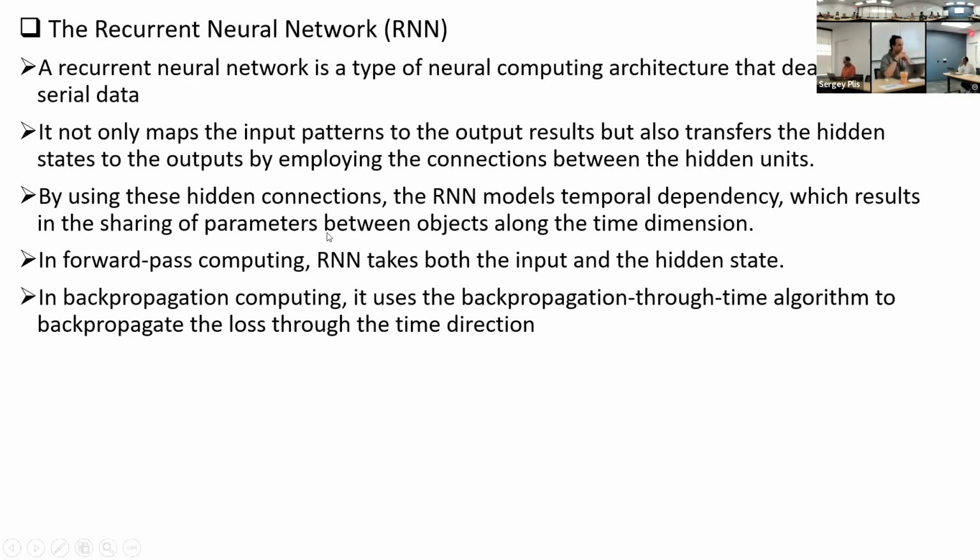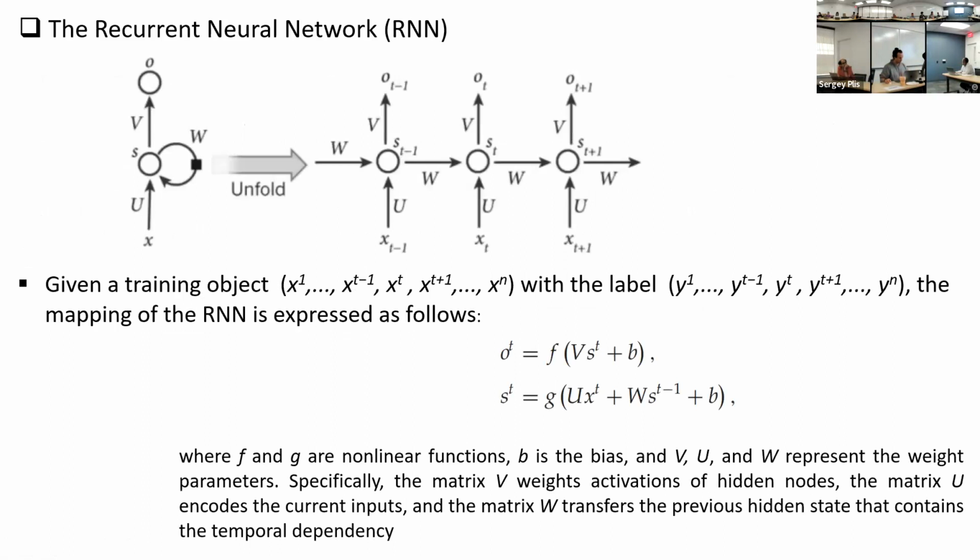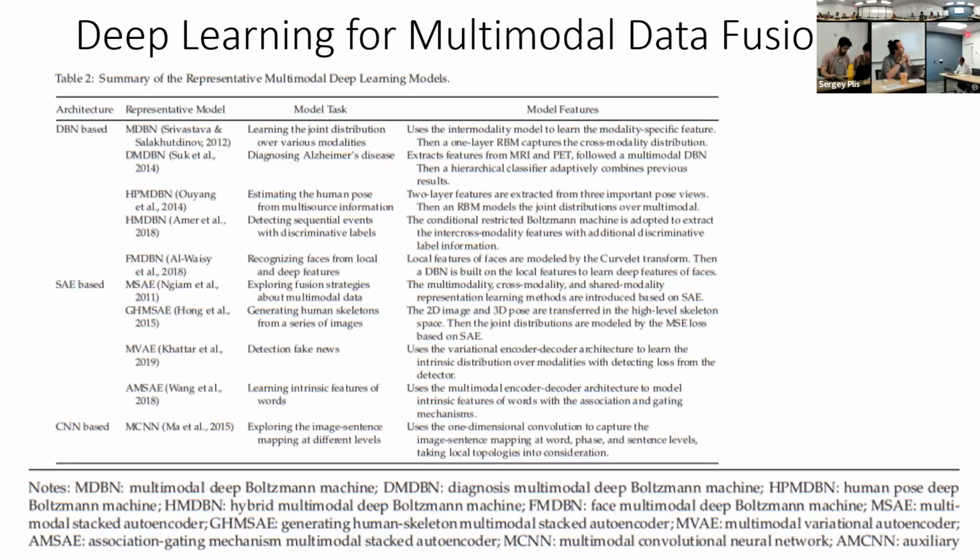Then they talk about the RNN architecture. We know that it not only maps the input pattern to the output result, but also transfers the hidden state to the output by employing connections between the hidden units. So in forward pass computing, the RNN takes both the input and the hidden state. In back propagation, it uses the back propagation through time algorithm to back propagate the loss in the time direction. They demonstrate the RNN using this graph, and if we have a training object, then the mapping of the RNN is as the following expression. We didn't know about this one, so that's why I'm skipping it.